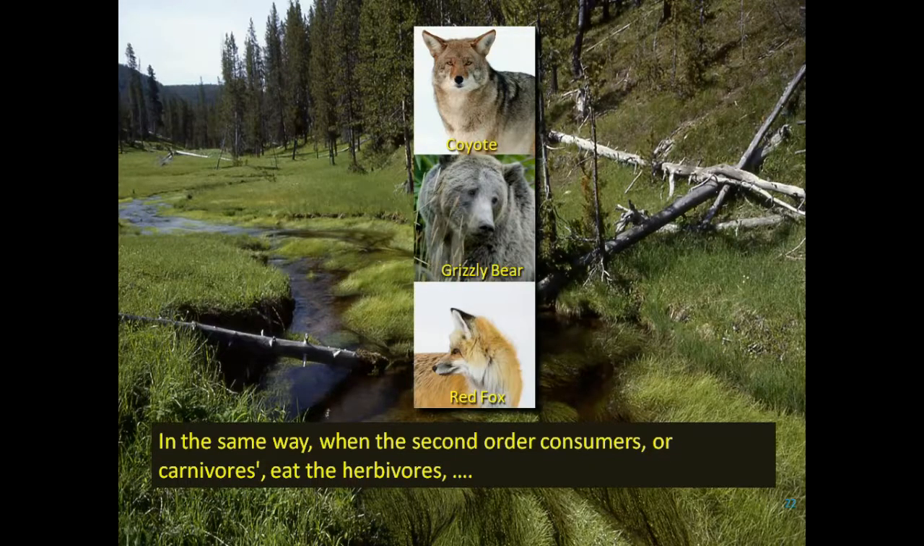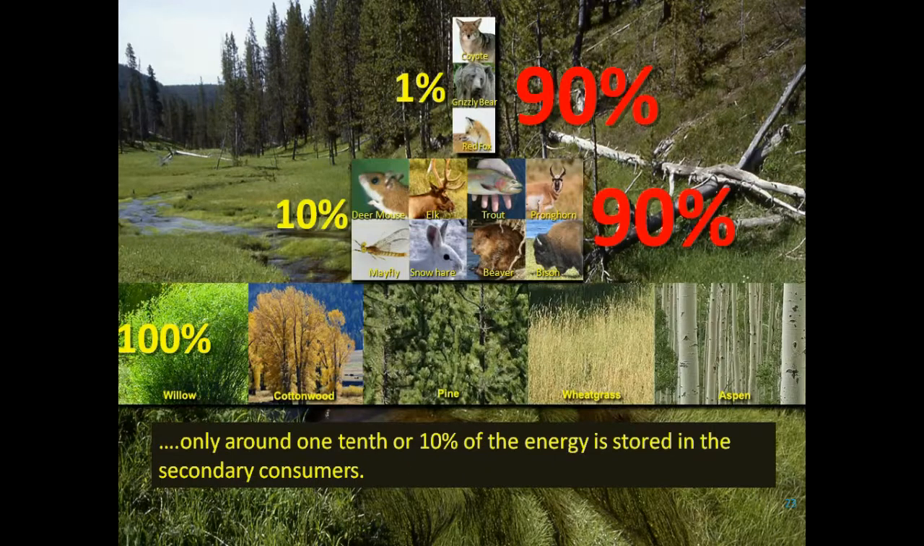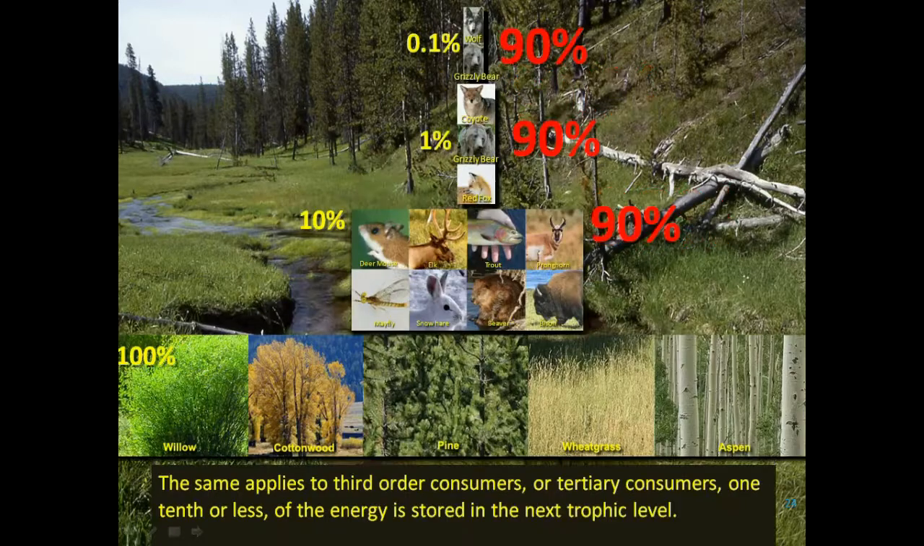In the same way, when the second order consumers, or the carnivores, eat the herbivores, only around 1/10 or 10% of the energy is stored in the secondary consumers. The same applies to the third order consumers or tertiary consumers. 1/10 or less of the energy is stored in the next trophic level.